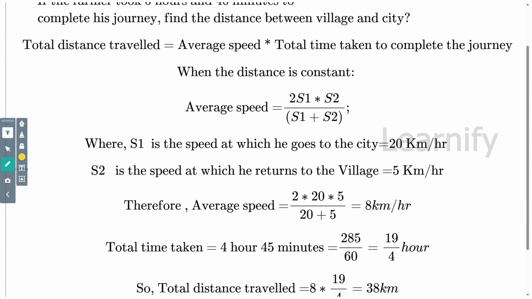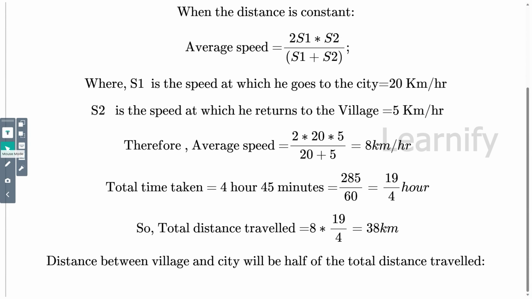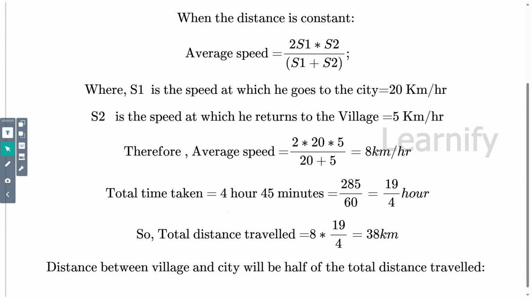So, this 5 hours 40 minutes is converted to hours, because here the unit is hour. So convert these hours and minutes into hours. Okay, total distance. What is the basic formula? Distance is equal to speed into time.